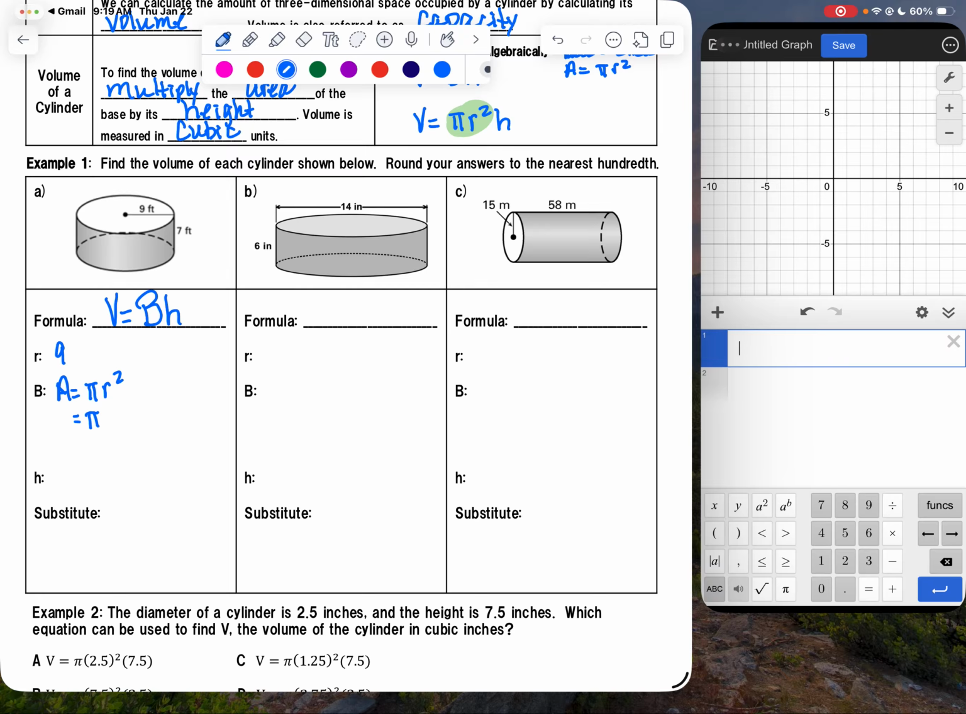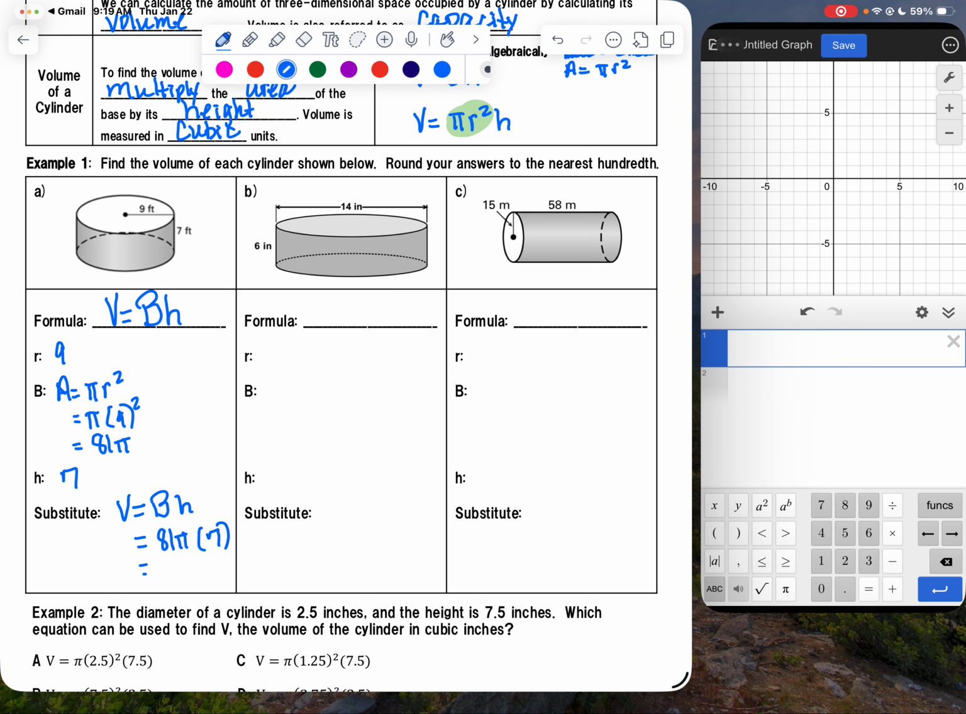So this would be pi times 9 squared. 9 squared is 81, so I'm going to leave this as 81 pi. Don't turn it into a decimal yet, just leave it as 81 pi. Now, the height of this cylinder was 7 feet. So now we're going to substitute all this information into our volume formula. Volume equals area of the base times the height. So the area of the base in this problem was 81 pi, and the height was 7.